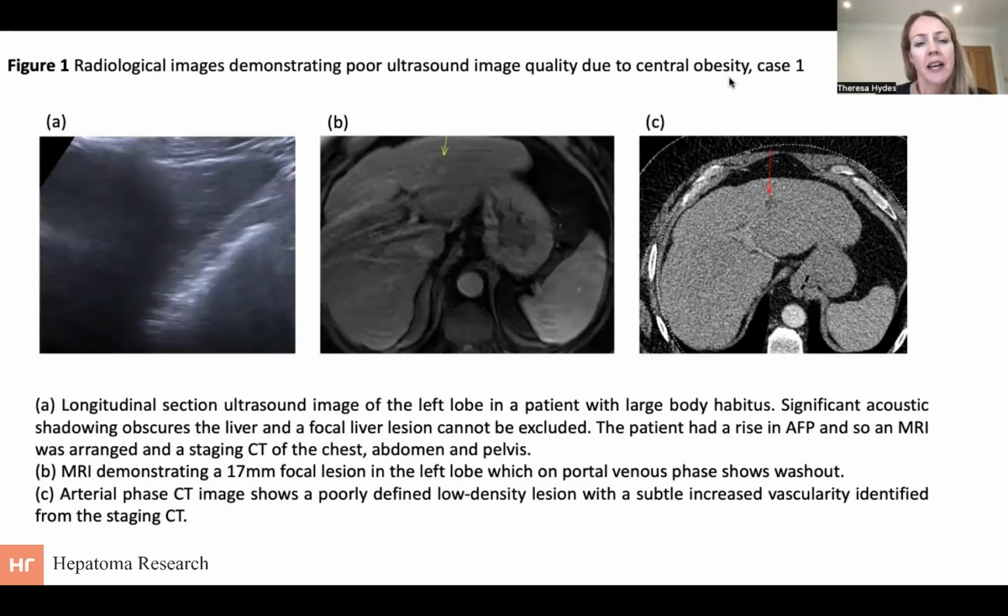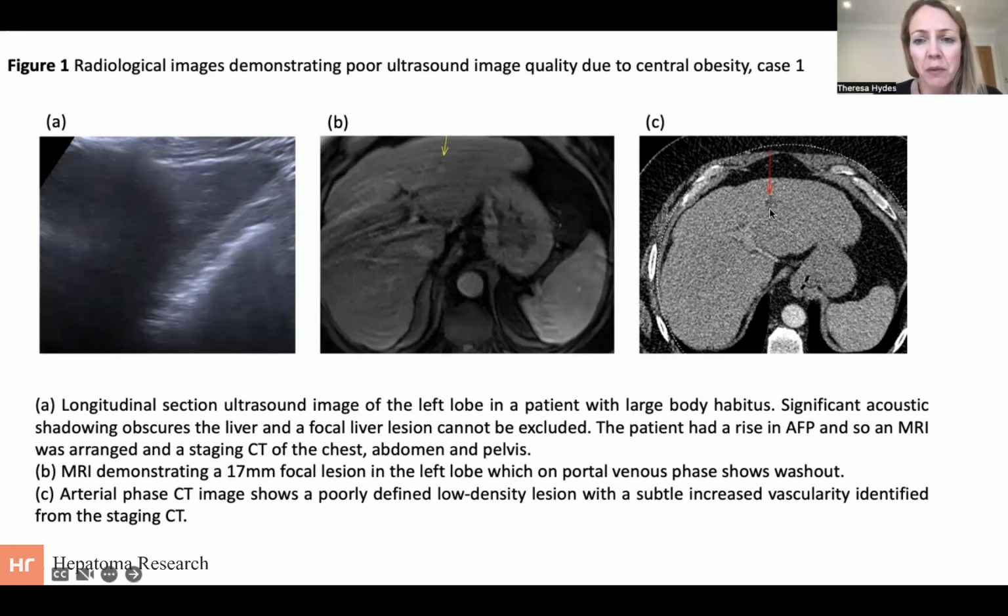So to give you an idea of the problem, these are some examples of a case of a patient who has central obesity. And as you can see in figure 1A, this is a longitudinal section of an ultrasound image showing significant acoustic shadowing obscuring the liver and any focal lesions that might be present. However, the patient had a raised AFP, so they went on to have an MRI scan, as you can see in figure B, which demonstrates here a 17mm focal lesion showing portal venous phase washout.